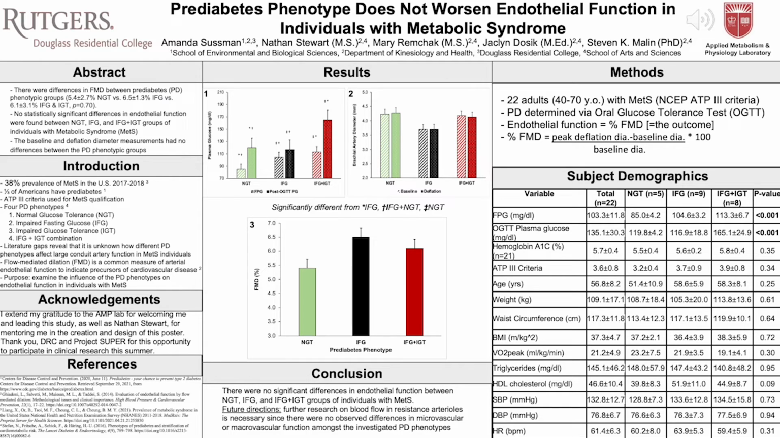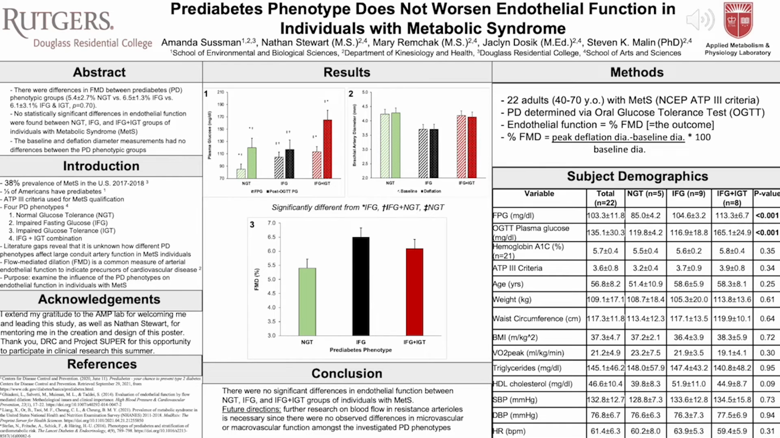As seen in graph 1, the only statistically significant differences found were between the FPG and post-OGTT PG values. This statistically significant difference was expected because of the design of the grouped phenotypes. These findings are statistically significant, but they are not the main outcome of this project. The main outcome is how endothelial function in MEDS individuals is affected by these phenotypes.